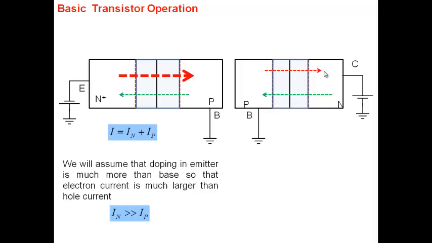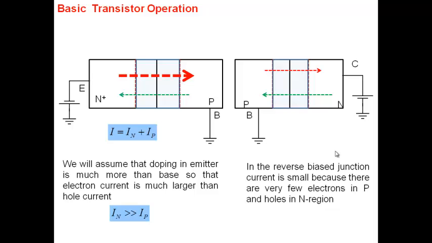Why is the current so small? The current is so small because there are very few holes here and very few electrons here. You're asking electrons to flow from P to the N, and there are very, very few electrons here. And that's why very little current flows. You're asking for holes to flow from N to the P region. The holes are minority carriers, so very little current flows. So that's the nature of a reverse bias junction here, with very little current flowing. Right? So we have now two isolated PN junctions. This one here forward bias, this one here reverse bias.